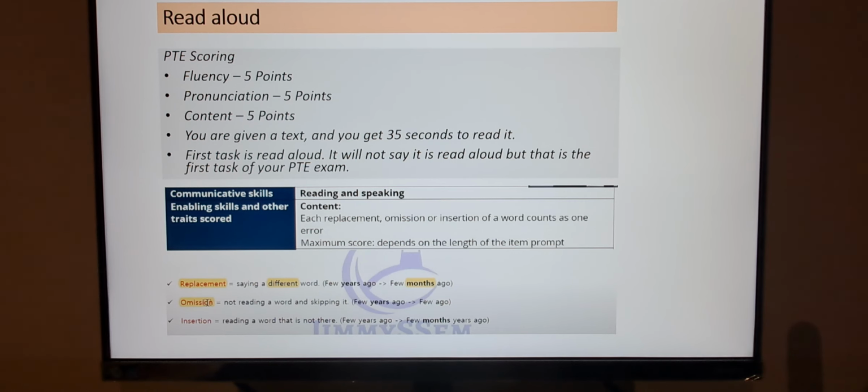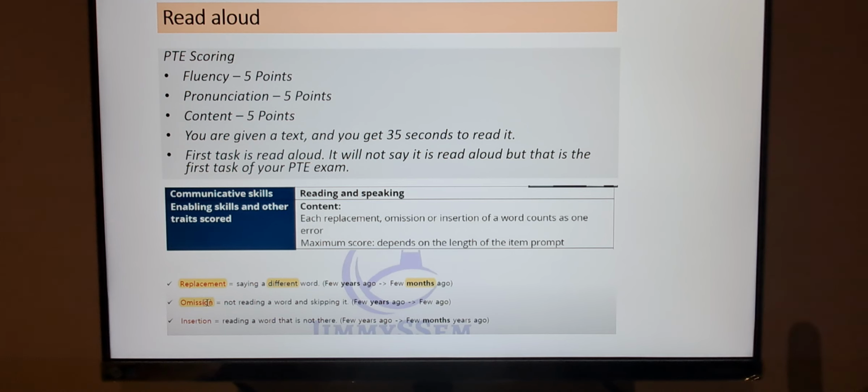So before starting any section, guys, I would recommend you go to the PTE website to understand how PTE gives you the marking. In read aloud, this is mainly speaking, so PTE gives you scores on fluency, 5 points, pronunciation, 5 points, and content, 5 points. You are given a text and you get 35 seconds to read it.